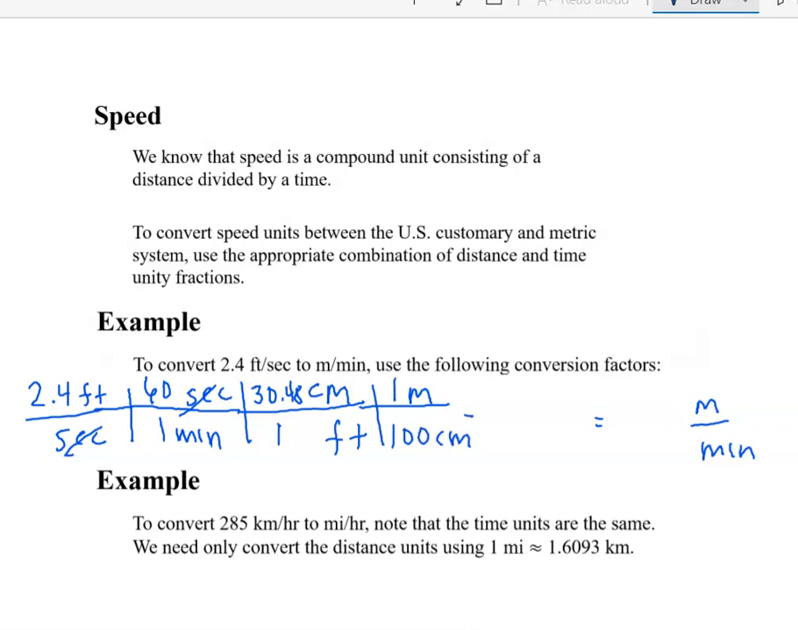Okay, so I'm going to need to do 2.4 times 60 times 30.48. That's getting me 4,389.12, and we want to divide that by 100, and that's going to be 43.8912. We probably only want to keep 1 decimal place, so 43.9 meters per minute.